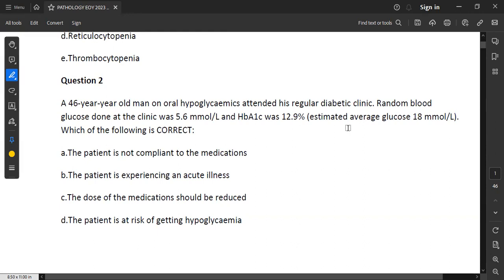So let's start with analyzing this person's lab results. Is the random blood glucose in the normal range, or is it low, or is it high? Yeah, it's within the normal range. The normal range is usually 3.2 to 7.8. So we can see that this person's random blood glucose is in the normal range.